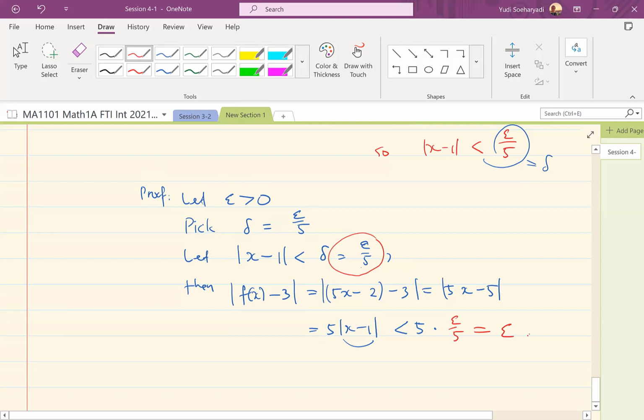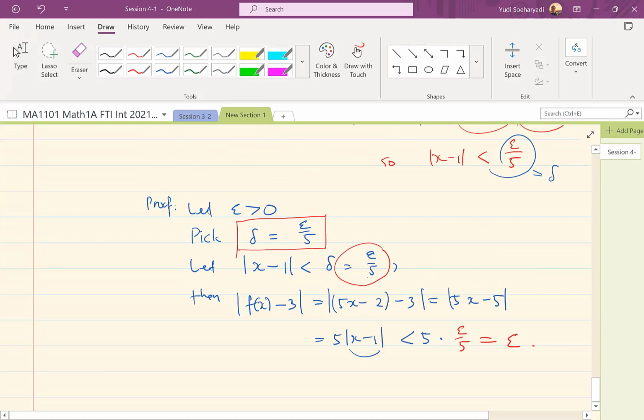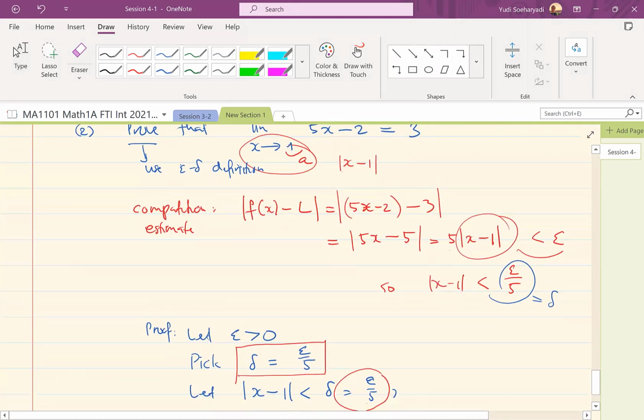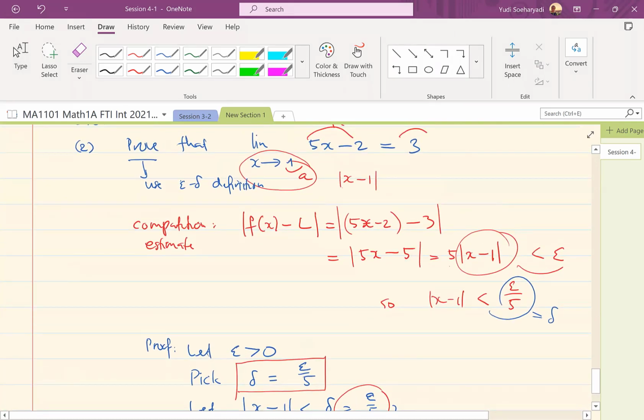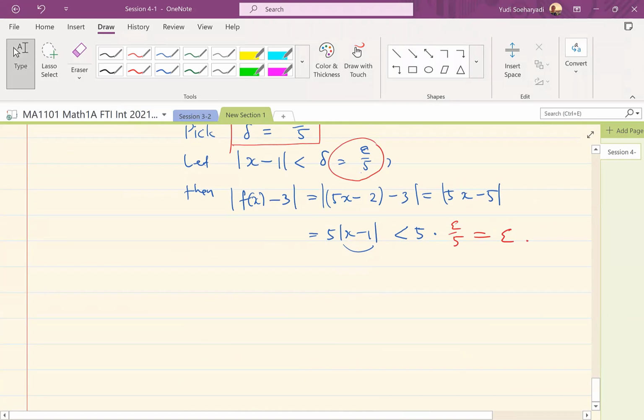Okay, so the idea is how we pick this delta. That's the main idea. Okay, so then that's how we prove that this limit for 5x minus 2 is actually 3. Okay.